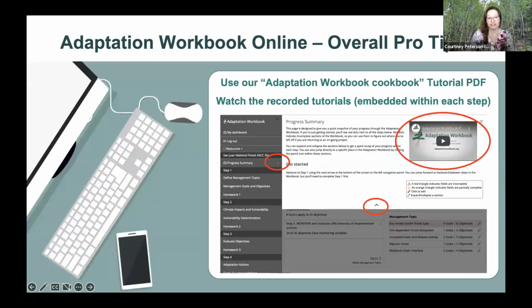And then don't forget, there are the tutorials that are embedded within the adaptation workbook. So if you get stuck at any point, those are a great resource. And if you can't figure out how to get to the right screen, make sure you're looking for those carrots to get different tabs out of the way so that you're able to actually input the information that you want to.